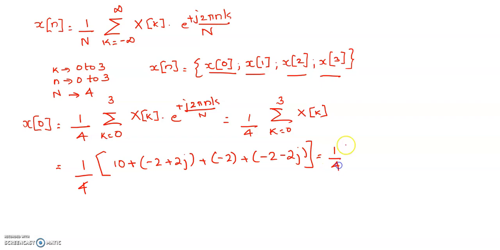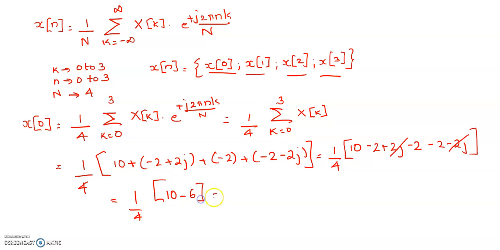So it is 1 by 4, 10, minus 2 plus 2j, and when we open the bracket it can be written like this, minus 2 minus 2j. As you see over here, this 2j and this minus 2j get cancelled and the remaining terms remain intact. So 1 by 4, 10 minus 6 comes, so that will become 4 by 4 and you get the answer as 1. The x of 0 was expected to be 1, and now you can see that we have got that answer.